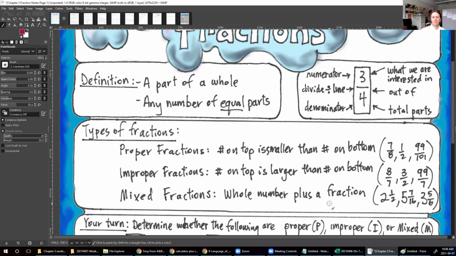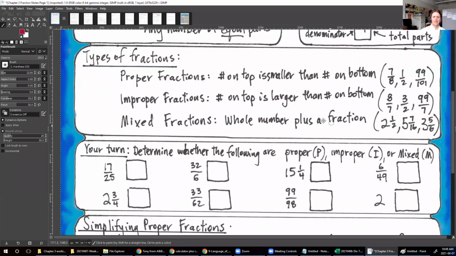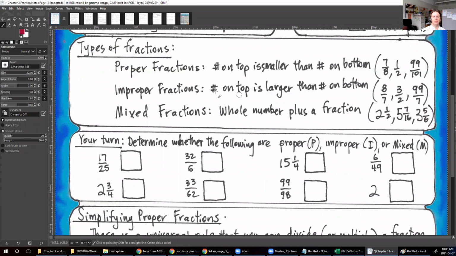All right, the types of fractions. There are 3 different types that I can think of right now. There are proper fractions, where the number on the top is smaller than the number on the bottom. So 7 is smaller than 8, 1 is less than 2, 99 is less than 101. That's the way we like them. There are times when we want to convert everything into improper fractions. Improper fractions are ones where the number on the top is larger than the one on the bottom. They're like top heavy. They're like driving a van around a twisty road, you know.